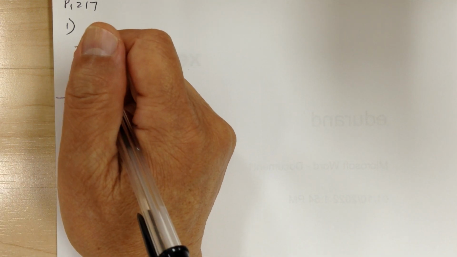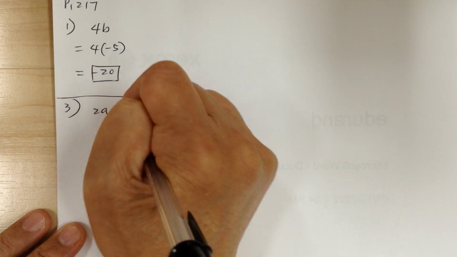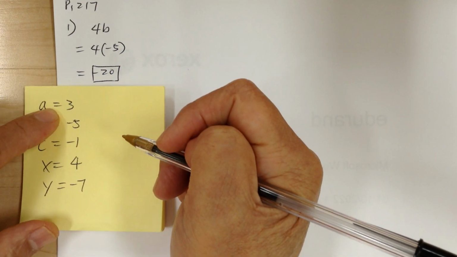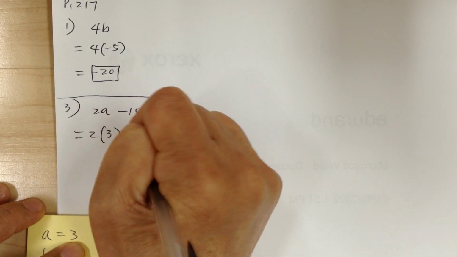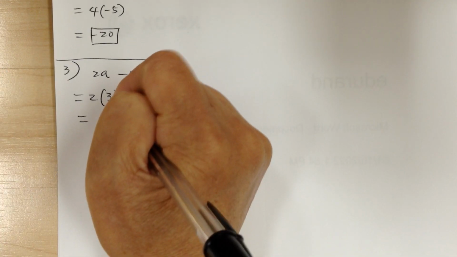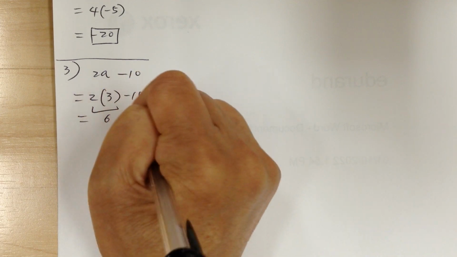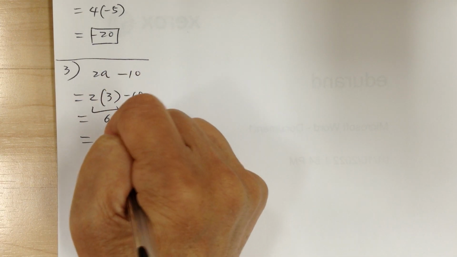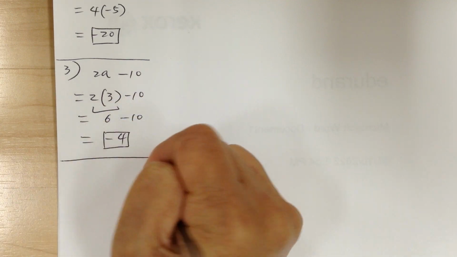Number 3. You have 2a minus 10. So a equal to 3, so you substitute. Then you work it out. So this will equal to 6, and this equal to negative. So you have to multiply before you subtract, right? So it'd be -4.